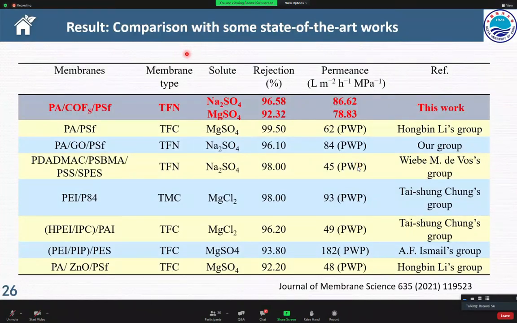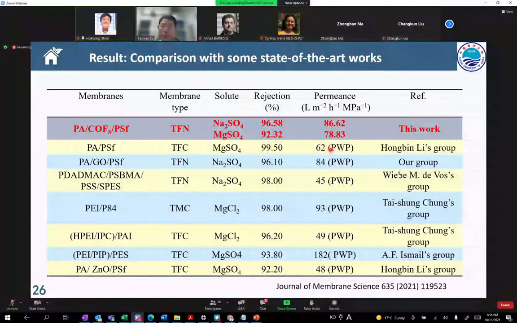We have a comparison of our research work with some other research work. We can say that the rejection of ours for sodium chloride is 96%. It is reasonable, and the permeance is 86. It's also reasonable performance compared with other research work. Our work has been published in the Journal of Membrane Science.